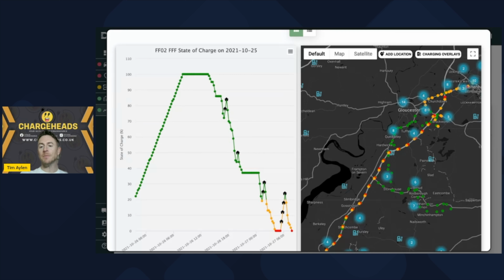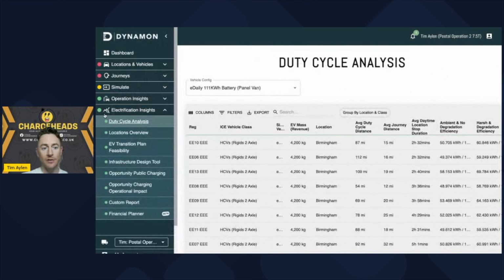So we could simulate a shared charging site specifically for commercial vehicles to help increase that feasibility, to make sure when we're simulating particular electric vans or HGVs that we can make them work. So that is the EV feasibility side of things and fleet operations.